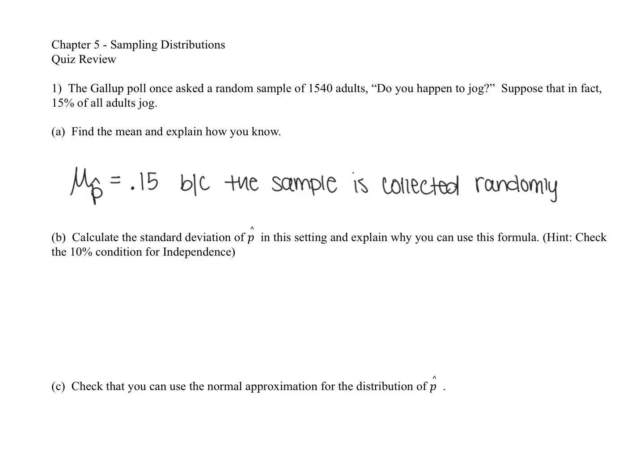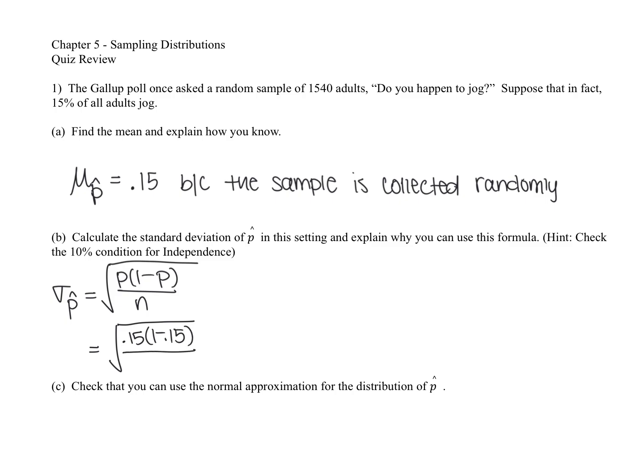The next one says to calculate the standard deviation of p hat in this setting and explain why you can use this formula. The formula for the standard deviation of a sample proportion is the square root of p times 1 minus p all over n. You do not have to memorize this formula. It is something I will give you for the quiz. So our p is 0.15 times 1 minus 0.15 all over n, which is our sample size, 1,540. And that's going to give us 0.0091.